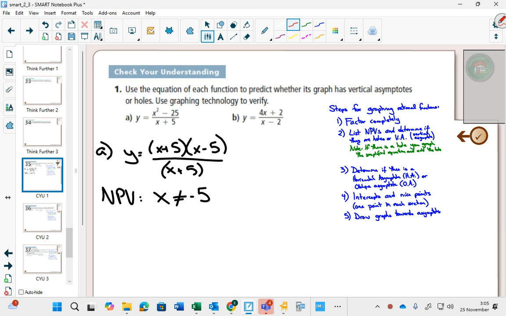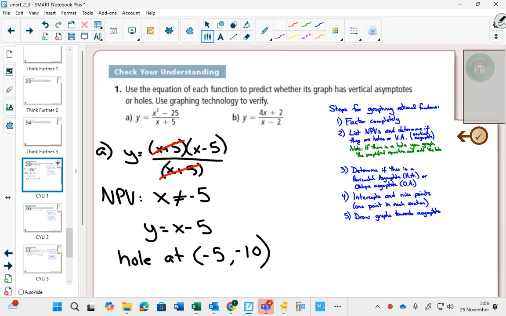And we have to decide if that non-permissible value is a hole or a vertical asymptote. So we look, does it simplify? It does. So that tells us we are going to have a hole. And when it simplifies, we get this new equation. And the hole is going to be at the non-permissible value. Now that we've got our simplified equation, we plug that in, and we're going to get negative 5, negative 10.